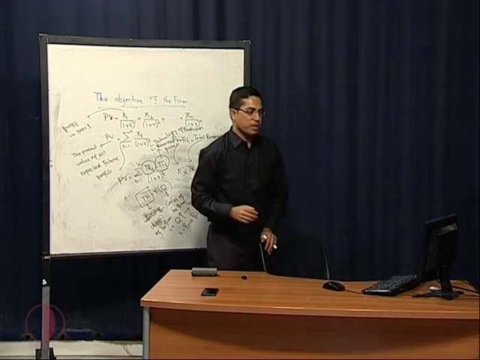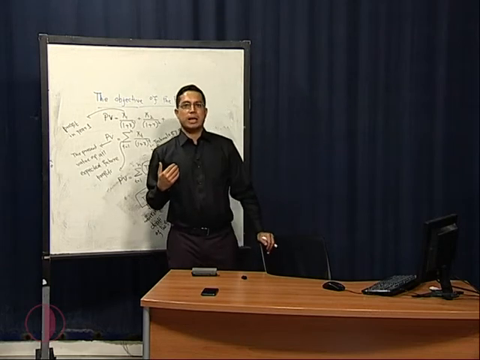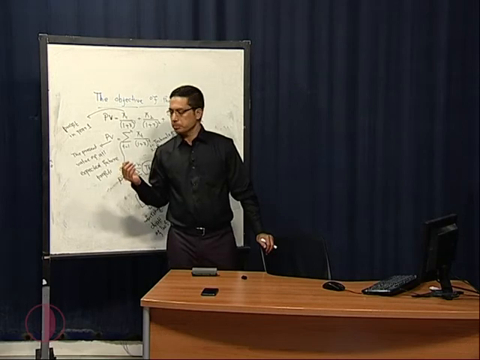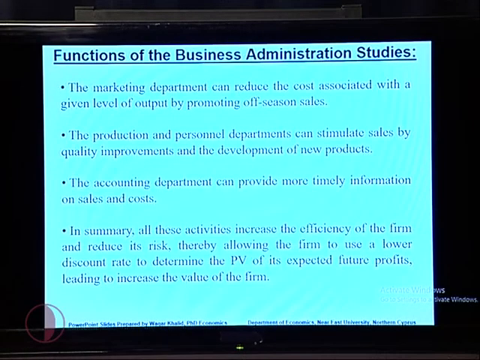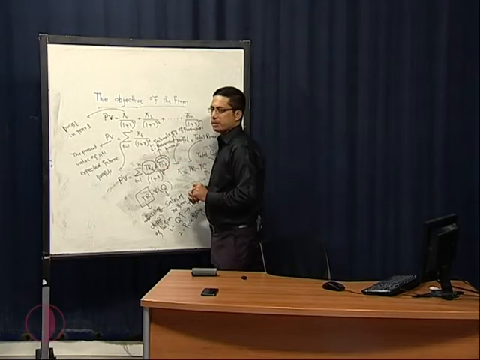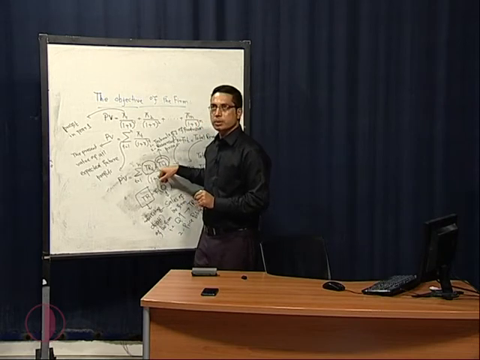Now, functions of the business administration studies. There are different functional areas of business administration, like marketing, finance department, HR department. The marketing department can reduce the cost associated with a given level of output by promoting upsell. For example, this is the total cost. This is the responsibility of the marketing department to reduce this amount.